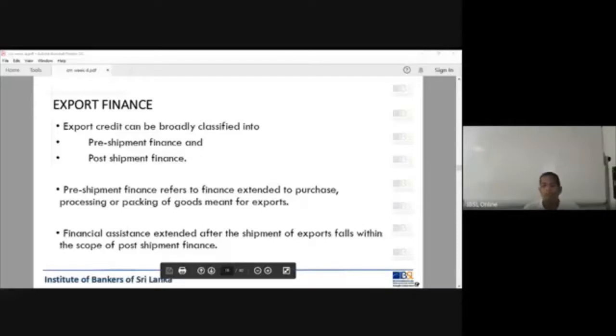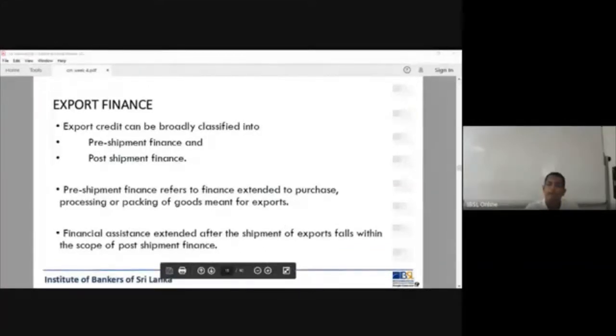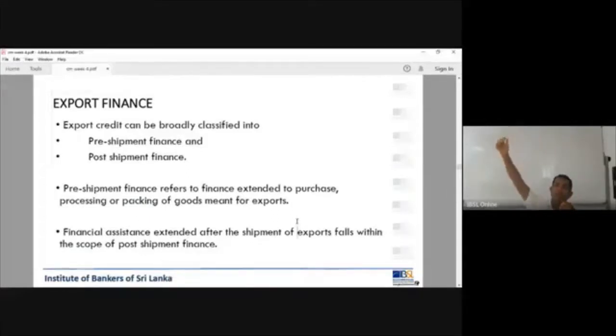Right. Then I go to the export part. It is the other side of the imports. Right now, instead of Sarvanamuttu, Mr. Pereira is exporting. Sarvanamuttu sends a purchase order. Mr. Pereira needs to do the order, prepare the order, and send. So before sending the goods, it is called pre-export. After sending the goods is called post-export.